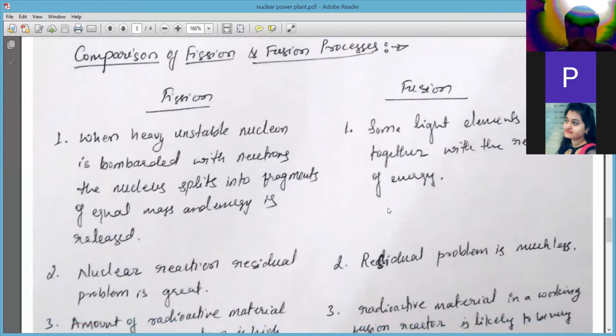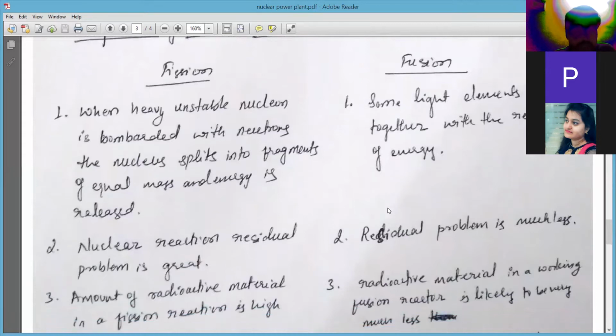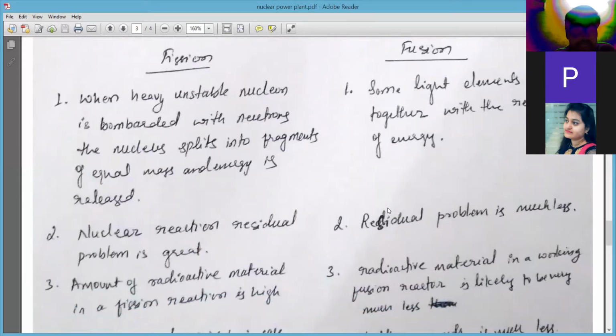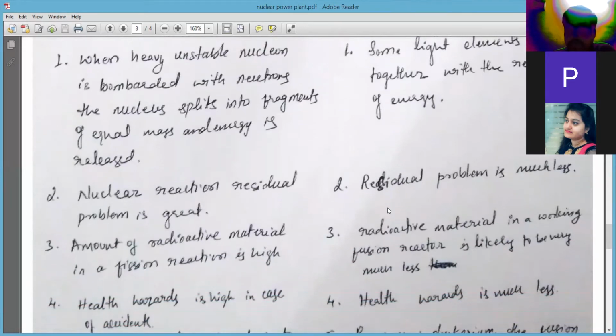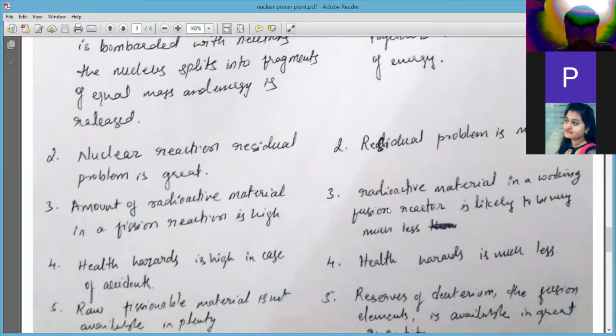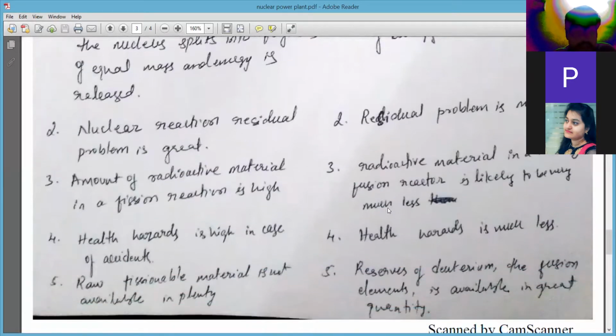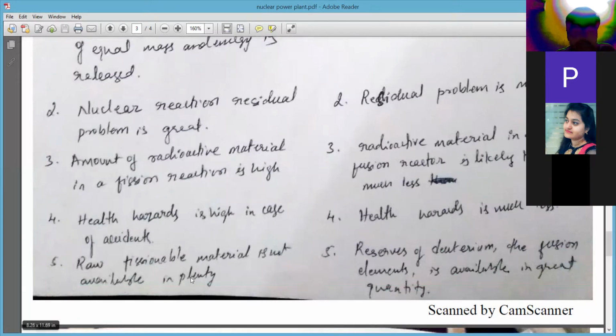The residual problem is great in fission reaction, residual problem is less in fusion reaction. The amount of radioactive material in fission reaction is high, the amount of radioactive material in a fusion reactor is less. In fission reaction the health hazard is more, but the health hazard in fusion reaction is less. The raw material is not available in plenty for fission, but for fusion there is plenty of availability.